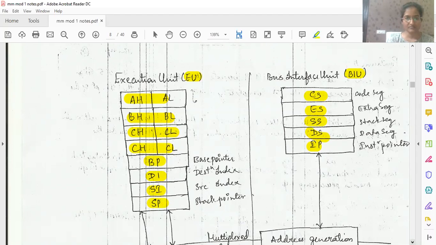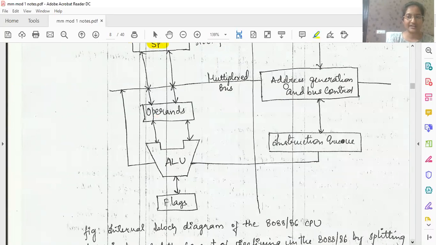Then, all right, the data fetched by your bus interface unit will be transferred to the execution unit, wherein your ALU will perform the particular function and execute the particular instruction, and the data will be updated. What data will be updated? The particular register will be updated depending on the instruction, and also the flag registers will be updated here, depending on the results of the different functions. We have seen this in the 8085. Again, we will be studying it here.